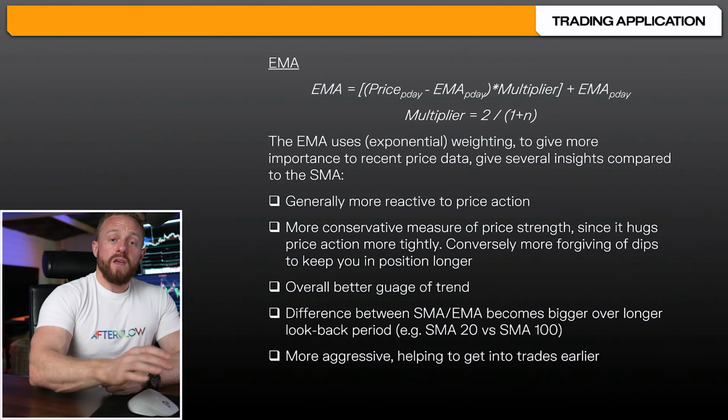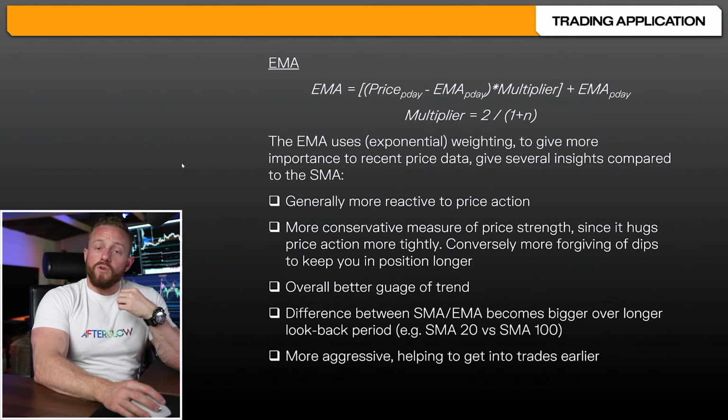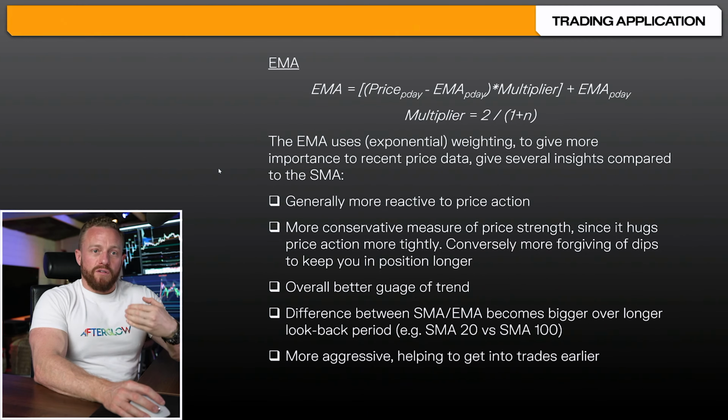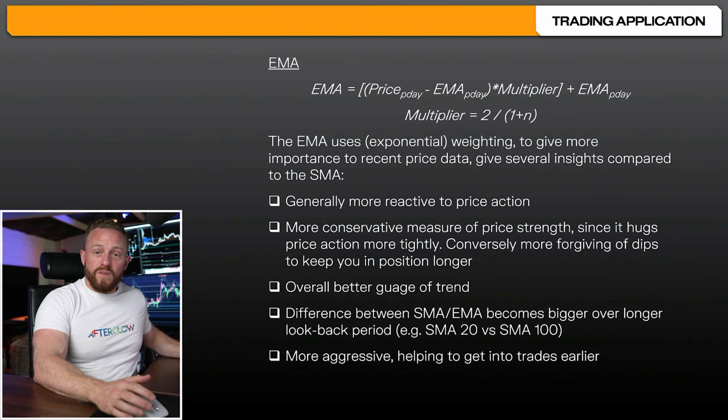So now we can compare the features of the simple moving average to the exponential moving average. As we saw before, the EMA uses that exponential weighting factor as you go back in time, which means that the more recent price data has greater importance. And this yields several useful insights. The first being that generally the EMA is more reactive to the recent price action, which is what it's designed to do.